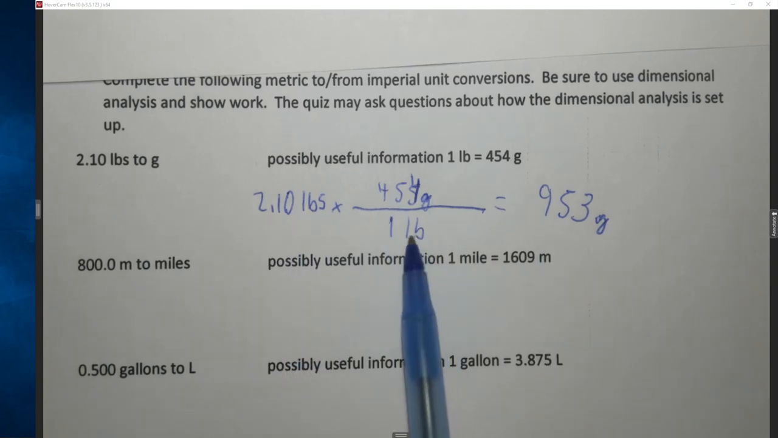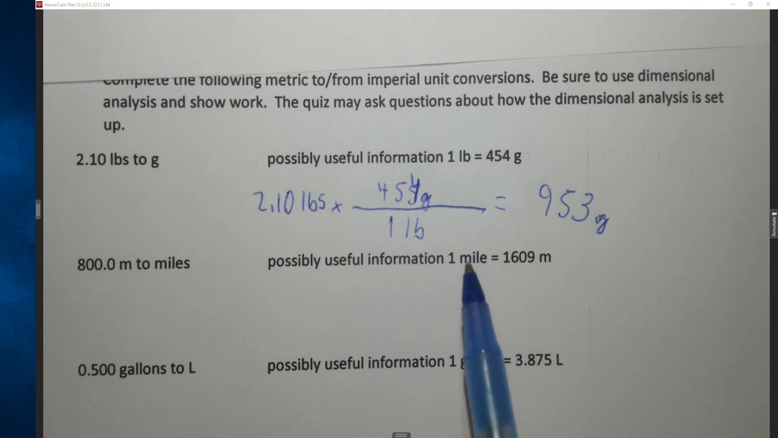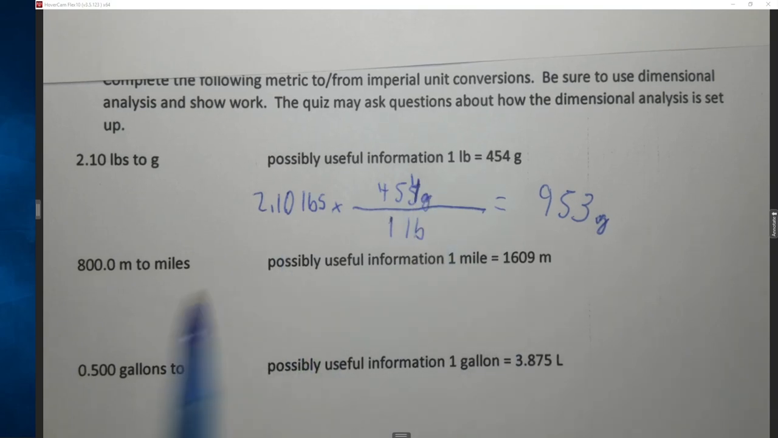Note that if you're doing a metric to metric conversion, you actually don't need to worry about the sig figs of the conversion factor. But for an imperial to metric conversion, you do, because this is also a measurement, at least it is in most cases. All right, next one.